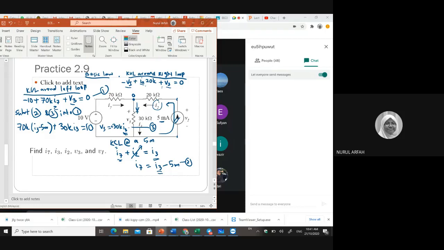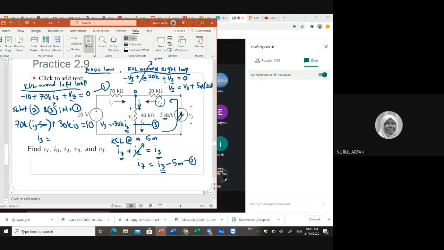Okay. And this I2 is equal to 5 milli. And VI equal to V3 minus, not minus, plus 5 milli into 20K. So you have V3 from here, but you need to find I3 first. So what is I3 equal to here? You do your math here, 70K.